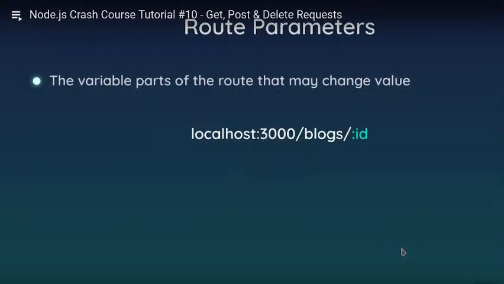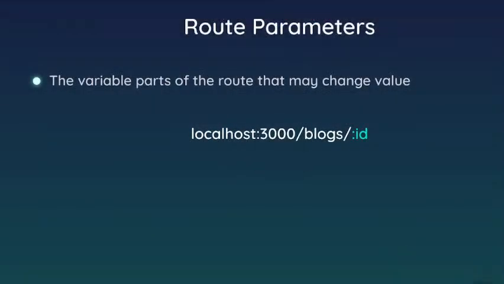Sure then, what are route parameters? Well, route parameters are the part of a route that are variable or could change. In this route, for example, this part in green, the ID would be variable and it could change dependent on the blog that we want to get.